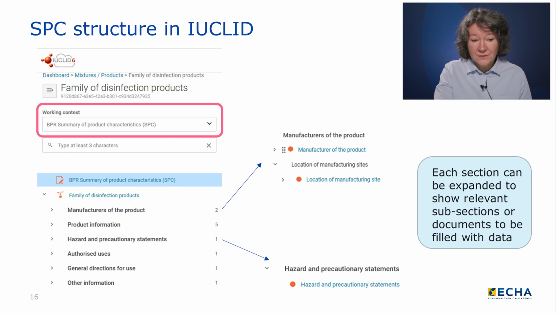What does the Euclid user interface for SPC look like? When a user selects the working context BPR, Summary of Product Characteristics, the list of sections relevant to SPC is displayed in the table of contents on the left side of the user interface. Each section can be expanded to show relevant subsections or documents to be filled with data. Here is an example of the section Manufacturers of the Product that contains a subsection Location of Manufacturing Sites, and also an example of hazard and precautionary statements that contains just the document to be filled in.